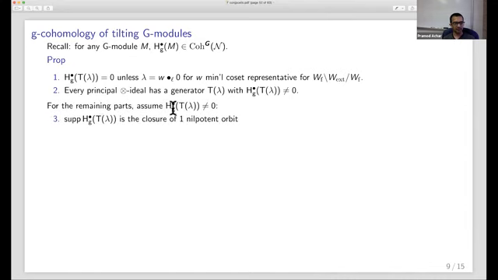And then there's going to be 2 more statements. So now assume that you have non-zero cohomology. Then it turns out that the support of this coherent sheaf is irreducible. So that means it's the closure of a single nilpotent orbit.